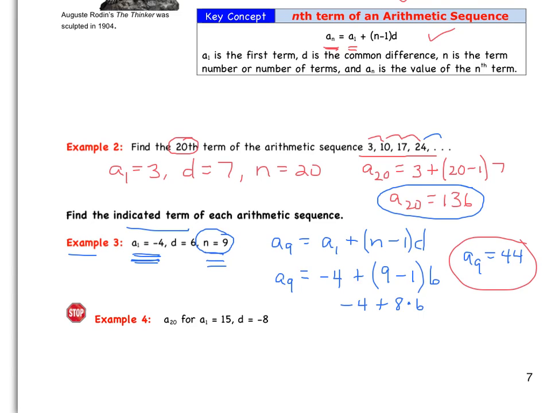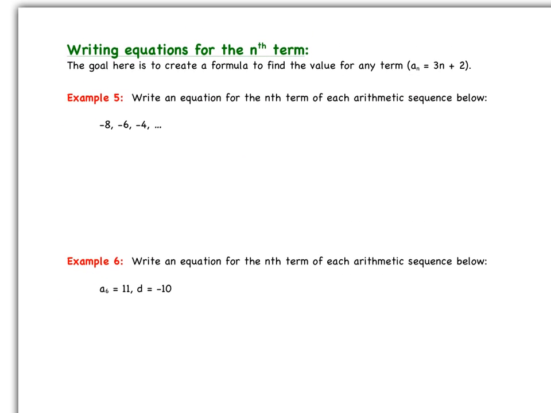Okay, you should have figured out that the value of the 20th term, since they were asking for the value of the 20th term, is equal to negative 137. If you did not get that, please come with questions tomorrow in class. Okay? Alright, we're going to go ahead and move on.